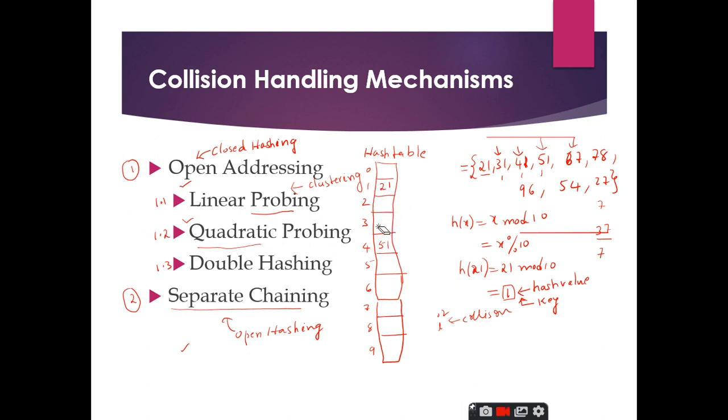Coming back to the first element, 21. After giving it to the hash function, it evaluates to 1, and it is inserted because that location is vacant. Next, coming to 31, it also evaluates the hash key as 1, and since it is occupied, and it is the first collision, you have to search at the location i square. What does it mean?